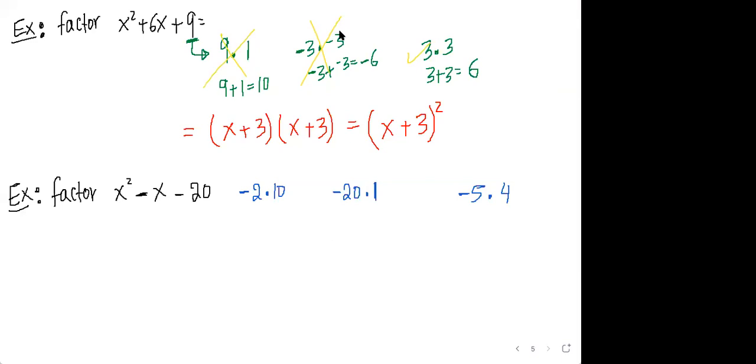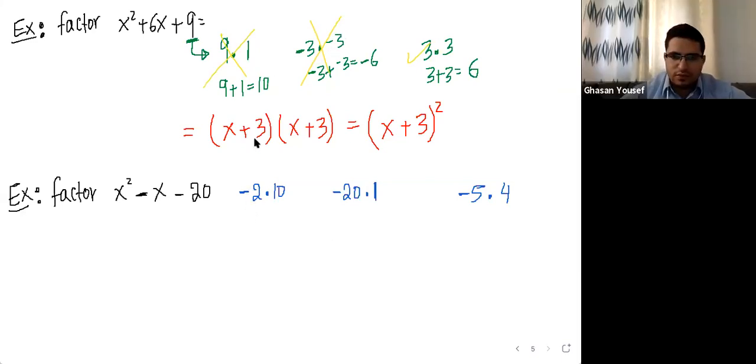Okay, let's try this. I have minus 2 plus 10. They give me 8. But here in the middle, I have minus 1. So this one will not work. For the second one, I have minus 20 plus 1. This gives me minus 19. And in the middle, I have minus 1. So also, this one will not work.